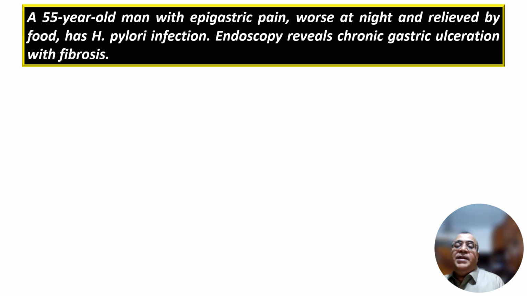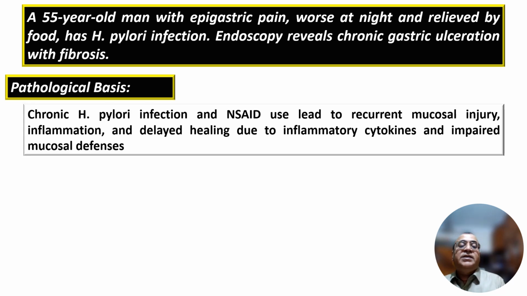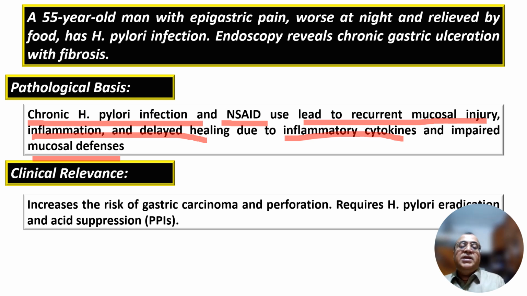A 55-year-old man with epigastric pain, worse at night and relieved by food, has H. pylori infection. Endoscopy reveals chronic gastric ulceration with fibrosis. So the pathologic basis is that H. pylori infection and non-steroidal anti-inflammatory drug use lead to recurrent mucosal injury, inflammation, and delayed healing due to inflammatory cytokines and impaired mucosal defense. So there is increased risk of gastric carcinoma and perforation. H. pylori eradication and acid suppression are needed.